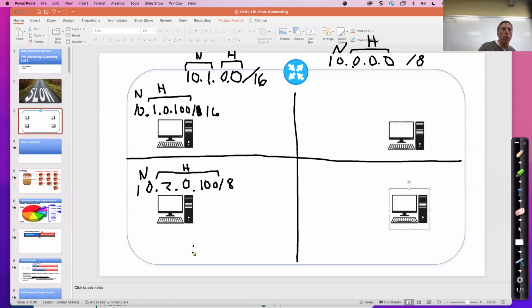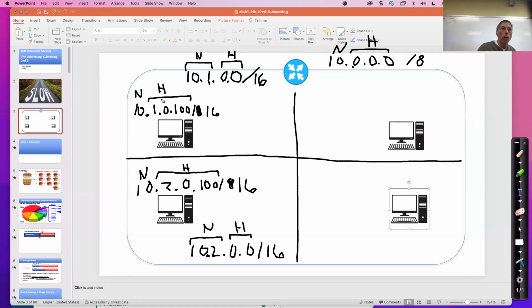Maybe this subnetwork here is our 10.2.0.0/16. So this 10.2 is the network portion. And then these last 16 bits is the host portion. Again, everything in this network must begin with 10.2. So we'd have to change this mask to /16.